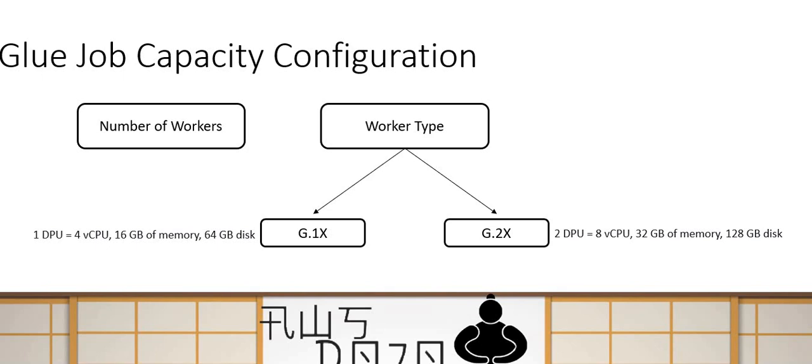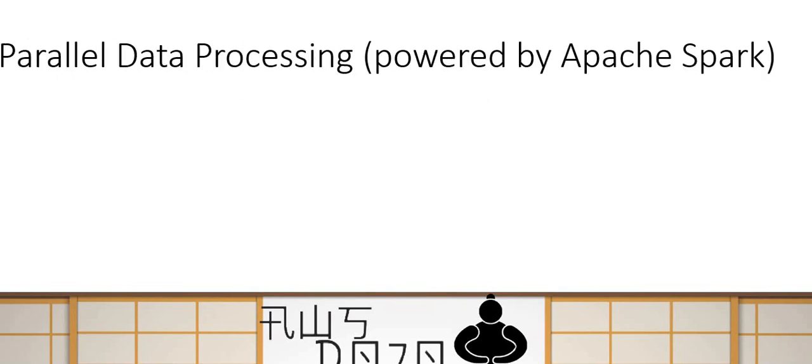Now, keep this information in mind, because we are going to go a little deeper. Once we have defined the number of workers and worker type, how does parallel data processing happen for the Glue job? Because a Glue job behind the scenes uses Apache Spark, and Apache Spark does parallel in-memory data processing. So now we are going to understand how allocating a worker type and number of workers helps in parallel data processing.